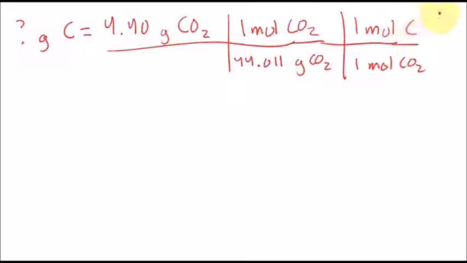And then finally, from here, we can convert this to grams. So 1 mole of carbon, you can look at this information on the periodic table, is going to have a mass of 12.011 grams of carbon. Everything's going to nicely cancel out for us. Grams of CO2 cancels out with grams of CO2. Moles of CO2 cancels out with moles of CO2. Moles of carbon cancels out with moles of carbon, and we're left with grams of carbon. Excellent. Now, let's go ahead and multiply this great mess out.